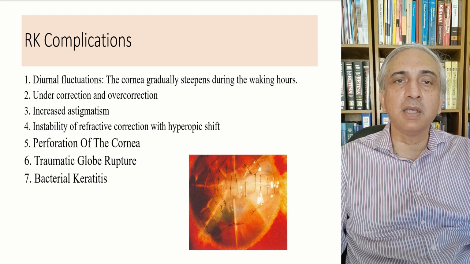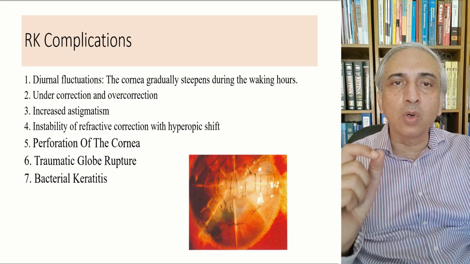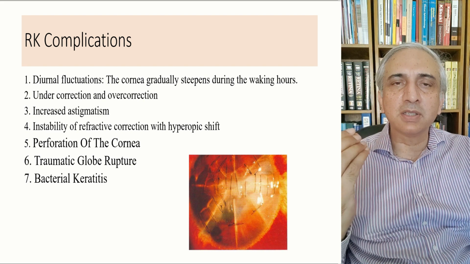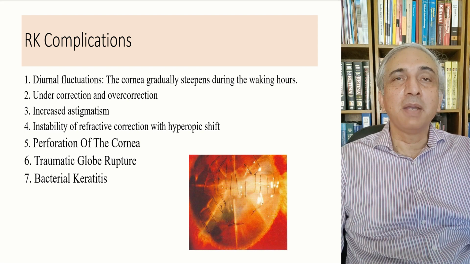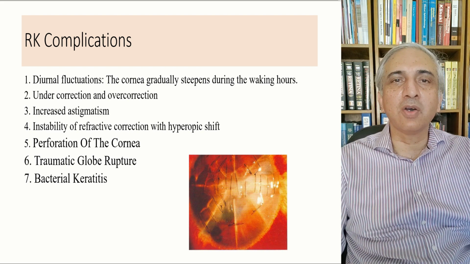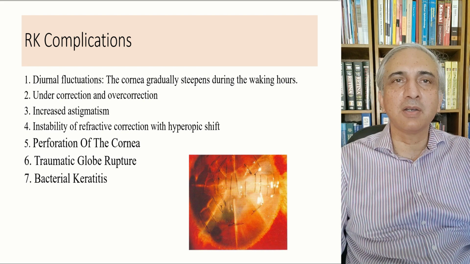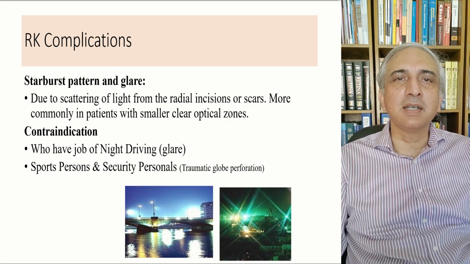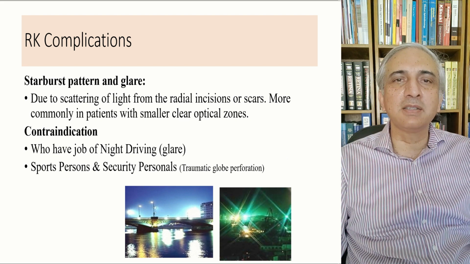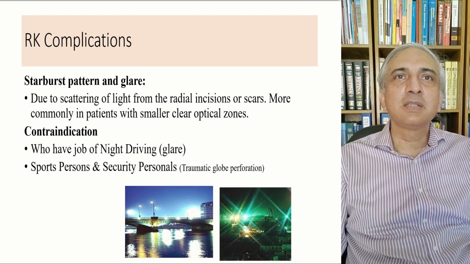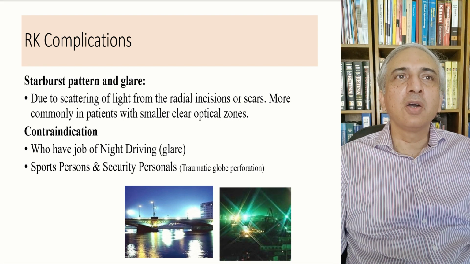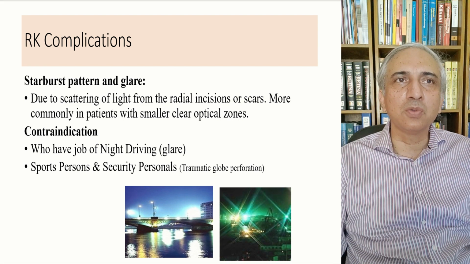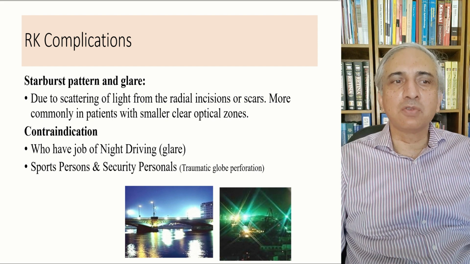Traumatic globe rupture is very easy. So patients playing squash or cricket, contact sports, if somebody touches their eye or somebody punches their eye, obviously the cornea is weak and they're going to have an easy perforation. Bacterial keratitis can occur, as the bacteria can lodge into those grooves which you've made for the keratotomy. And then you come on to starburst and glare due to scattering of light from the radial incisions of the scar, more commonly in patients with a smaller clear optical zone. The nearer you go to the center, the more starburst you will get. Contraindications of radial keratotomy include night driving because of glare, and sports and security personnel because of traumatic globe perforations.